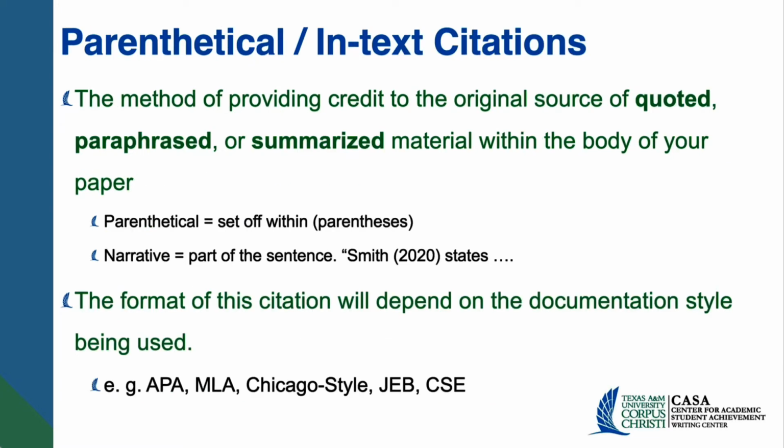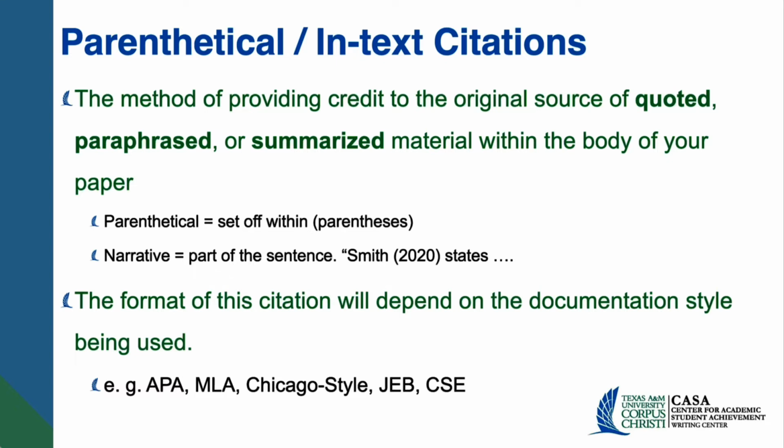There are two different ways to cite. One will be in-text citations, and one will be the final references page. For this particular module, we'll just look at the in-text citations. This is a method of providing credit to the original source of quoted, paraphrased, or summarized material in your paper. A parenthetical citation is what you will see set off in parentheses at the end of a sentence. It might have something like the author's last name and the year if you're using APA, or if you're using MLA, it'll have the author's last name and a page number.